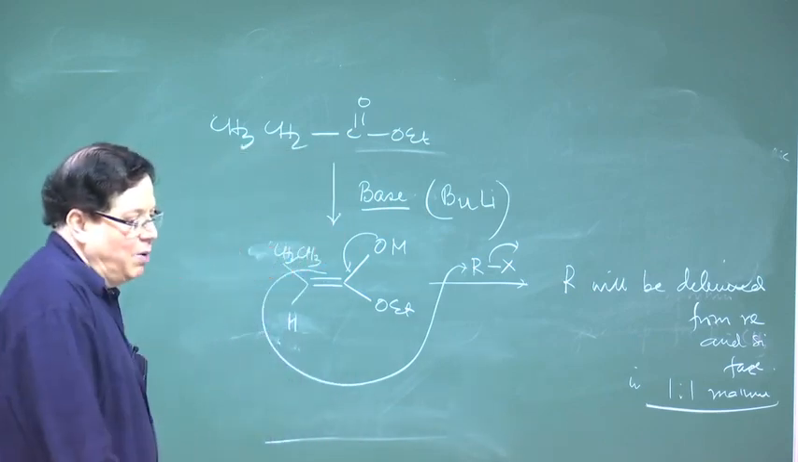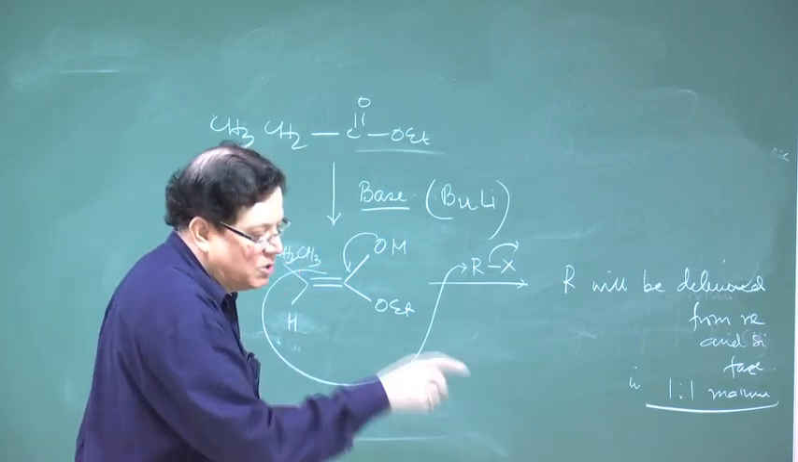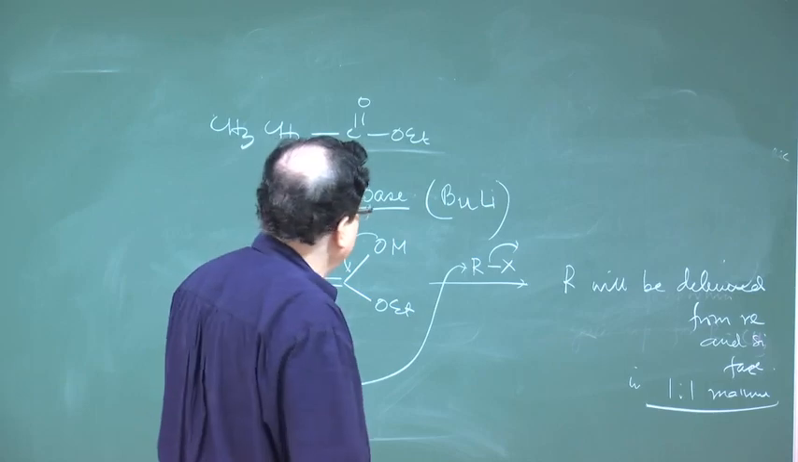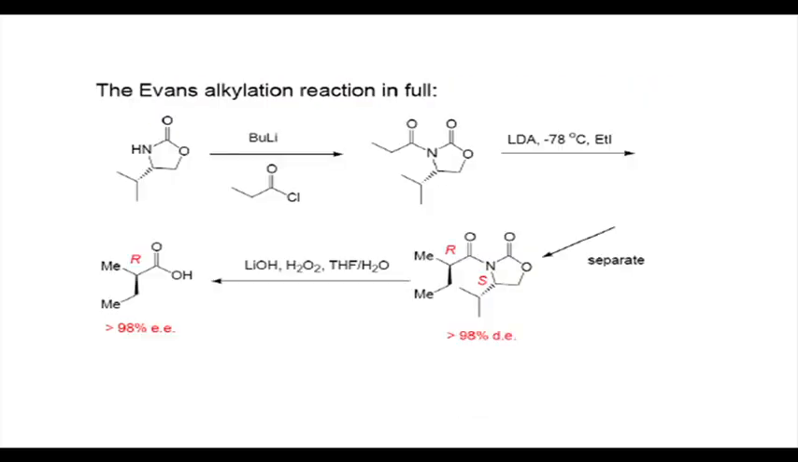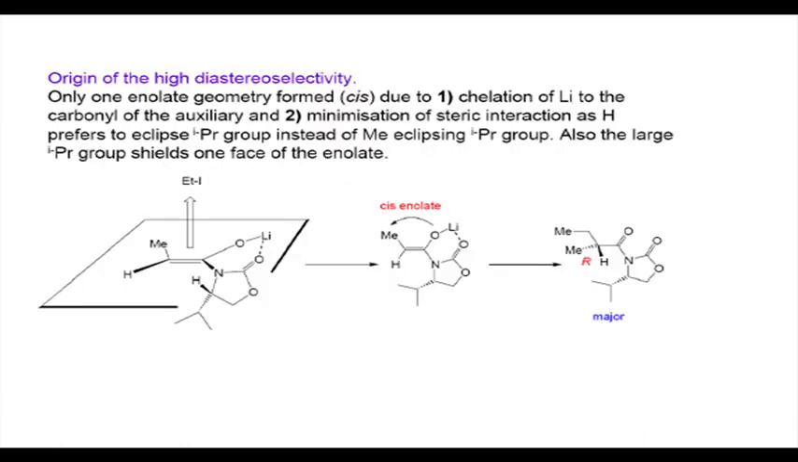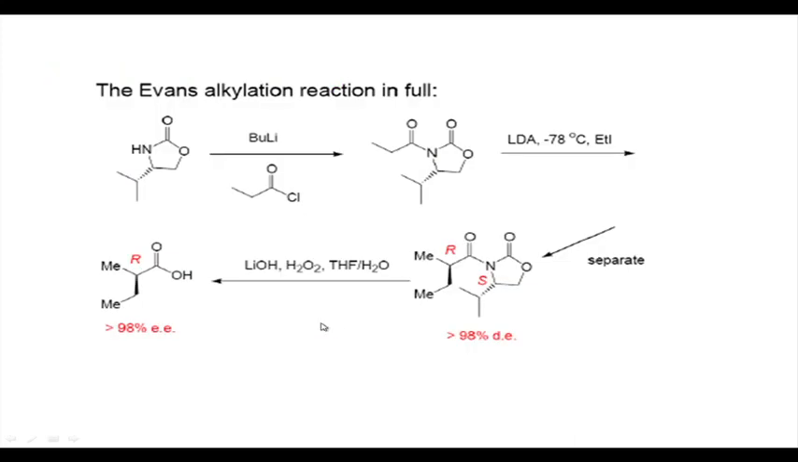Okay. So, now in order to introduce asymmetry in this reaction, what do you need to do? Instead of OEt, O-ethyl, you attach what I showed, the Evans chiral auxiliary. You do not need to know how you attach it, but it is there in the slide, how you attach this chirality.